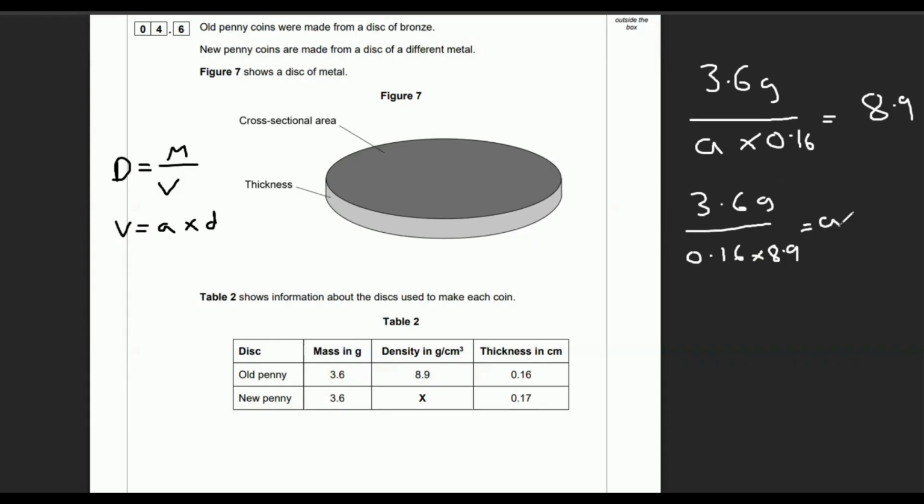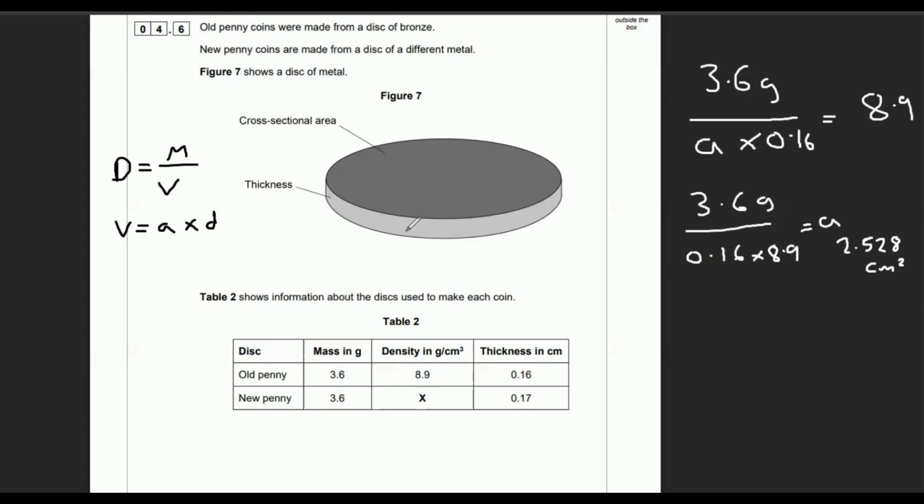And what is A going to equal? That is the area. Smash that in the calculator, and it's going to equal 2.528, and that is my centimeters squared. That's the area. Okay, so what I need to do now is realize that the new penny has the same area, and it told us that in bold in the stem of the question down below.